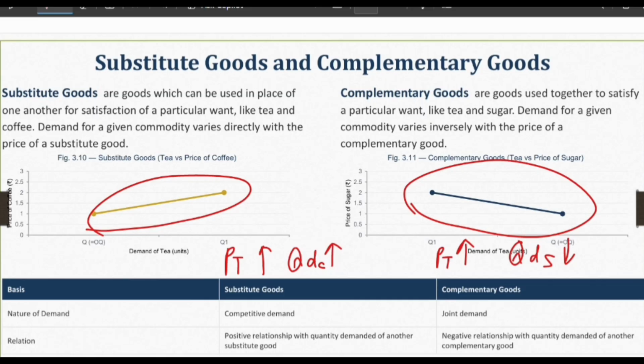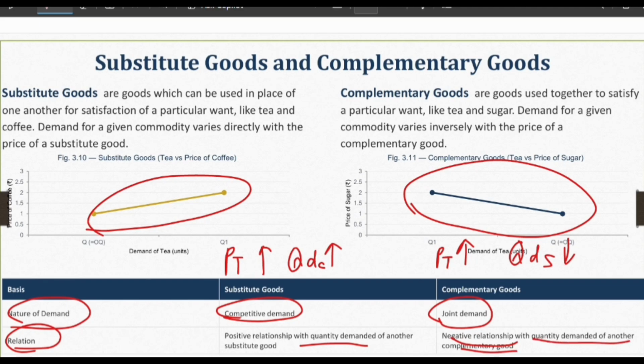Let us see this. First is the nature of demand and the relation between substitute and complementary goods. In substitutes we have a competitive demand, and in complementary goods we have joint demand. Here we have a positive relationship with the quantity demanded of another substitute good, and here we have a negative relationship with the quantity demanded of another complementary good.